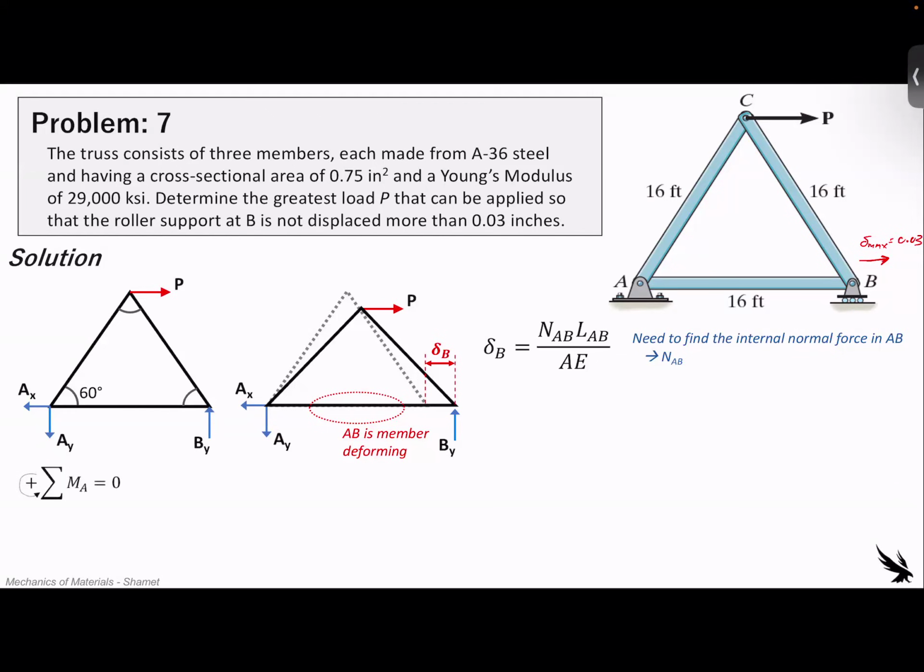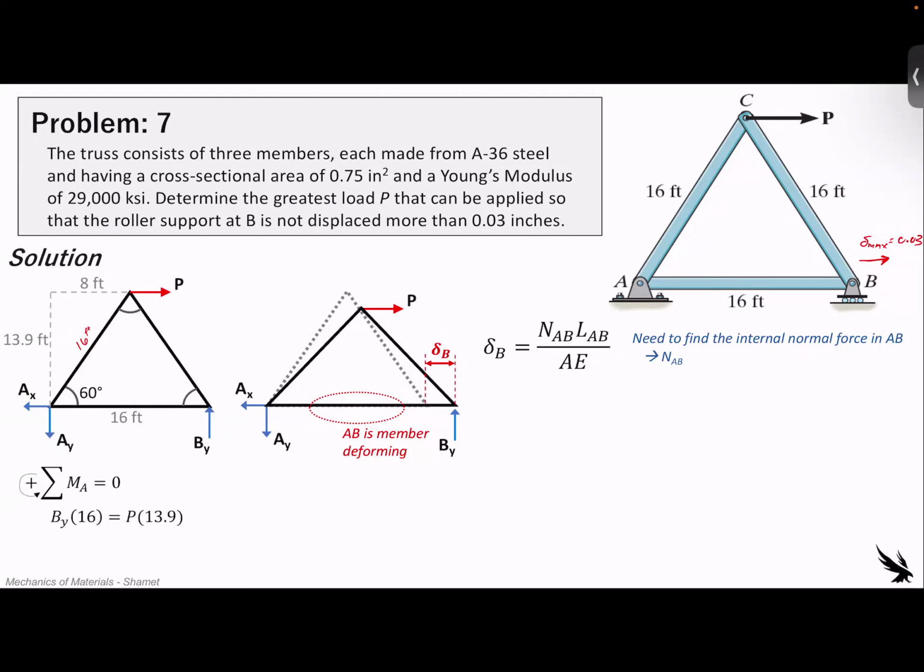So let's do summation of moments at A equal to 0 to find our support reactions. For the support reactions here, we need to find the distance away from P that P is acting on it. Since this is an equilateral triangle, it's going to be 8 feet in the center. And then we can use Pythagorean to find this y component, a squared plus b squared equals c squared, knowing that this is 16 feet right here.